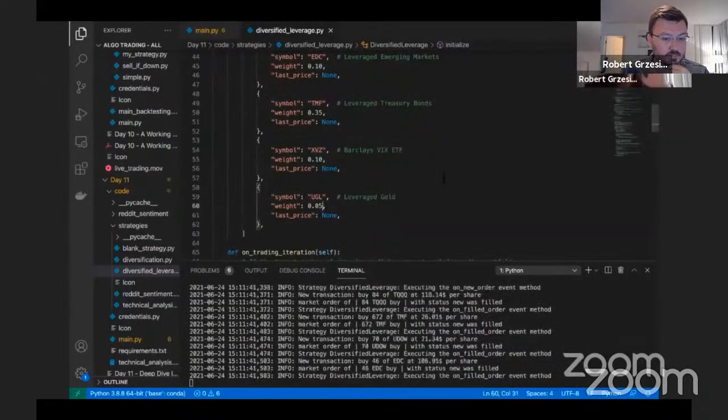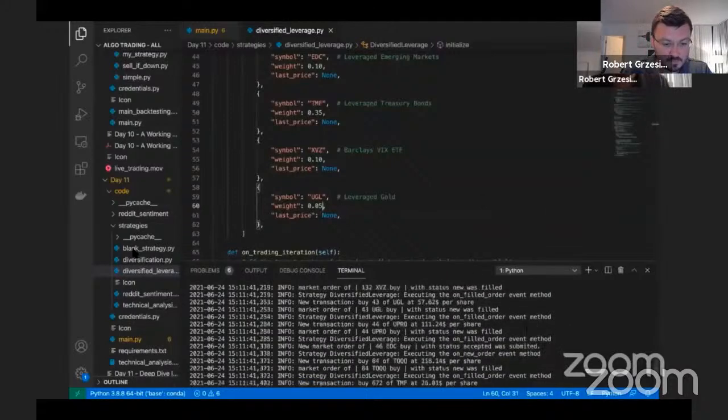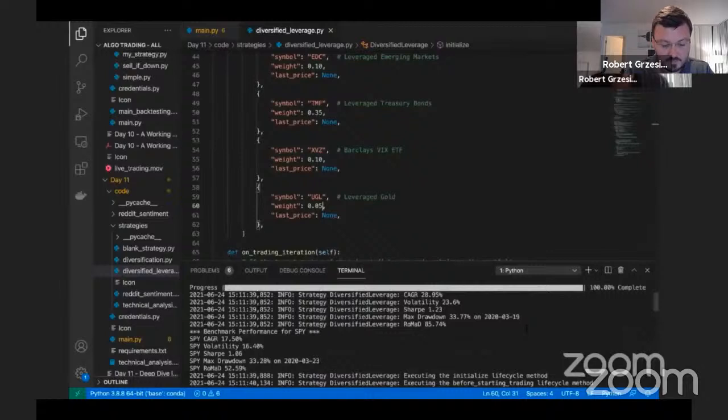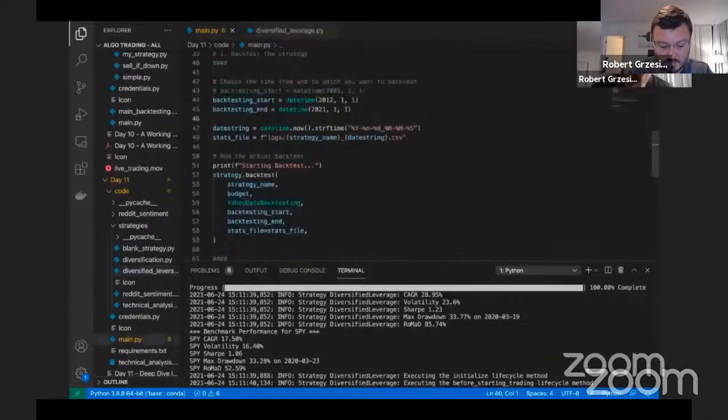So this is one that I've actually put some of our money into, not all, but some good chunk of our money into this strategy. And I'll tell you why. When we look at the back test, look at this. This is this strategy over that same time period, over 2012 to 2021, that 9 years, from January 1st, 2012 to January 1st, 2021.